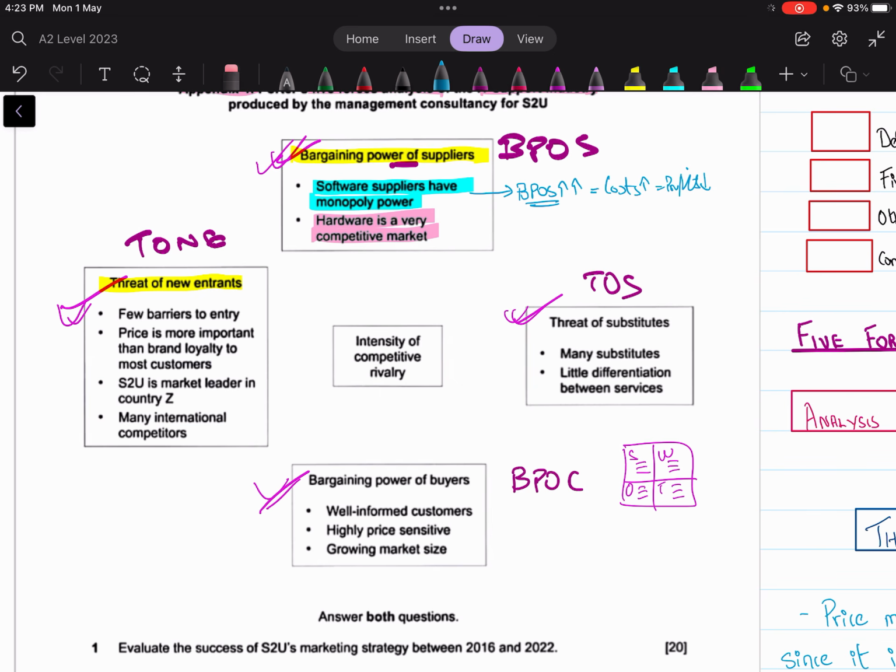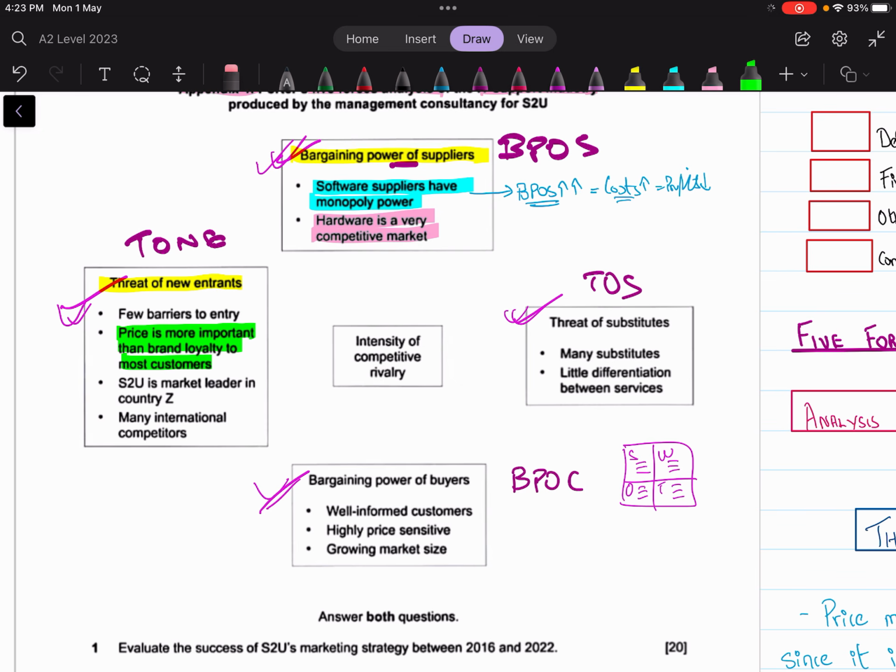Now, most of the students write an obvious chain of analysis that STU can transfer the burden of increased cost onto customers. But that may not be possible, because if you focus your attention on another particular piece of information that states that price is far more important than brand loyalty. And this is the same thing that we discussed in the start of the video.